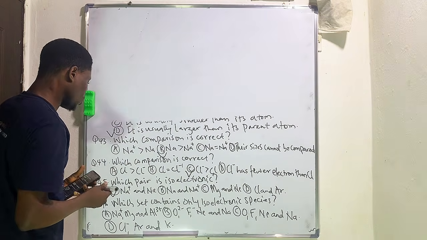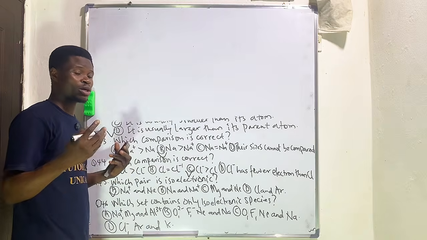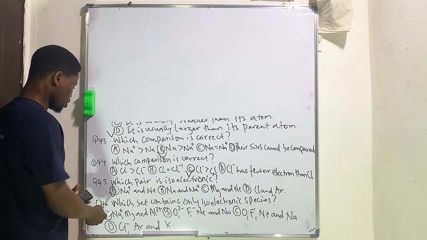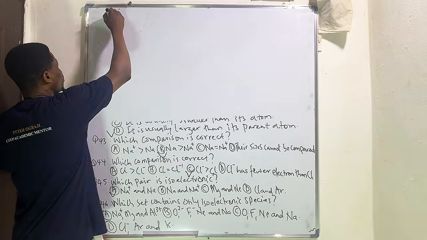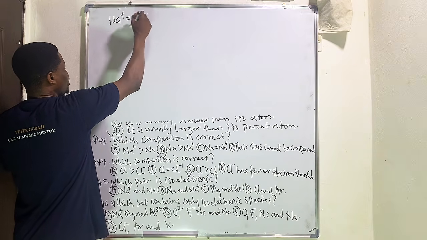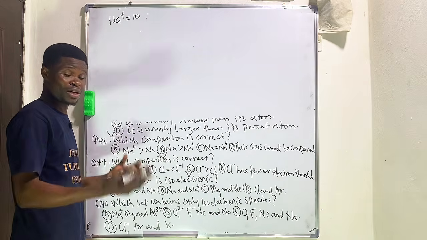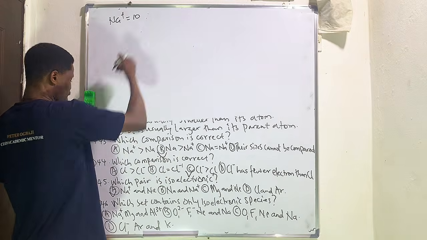So the word isoelectronic, we've all established that it means same number of electrons. So let's look at the first option. Sodium ion, how many electrons does it have? It has 10. And we know how we came about it, right? It loses one. Normally it's supposed to have 11, but it loses one. So it has 10 electrons.